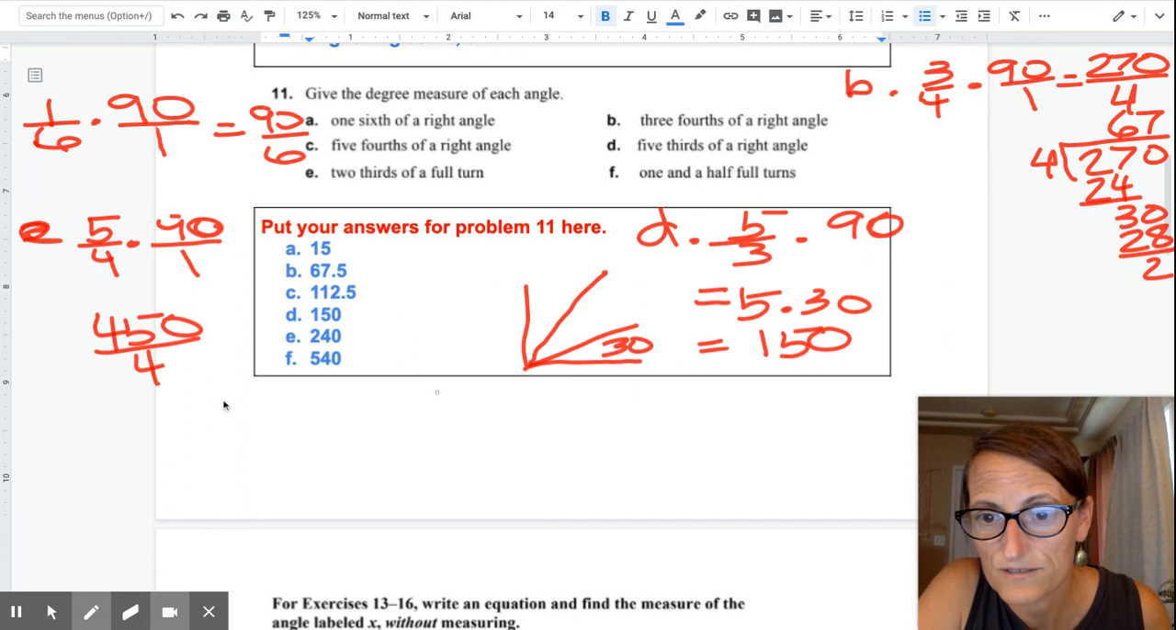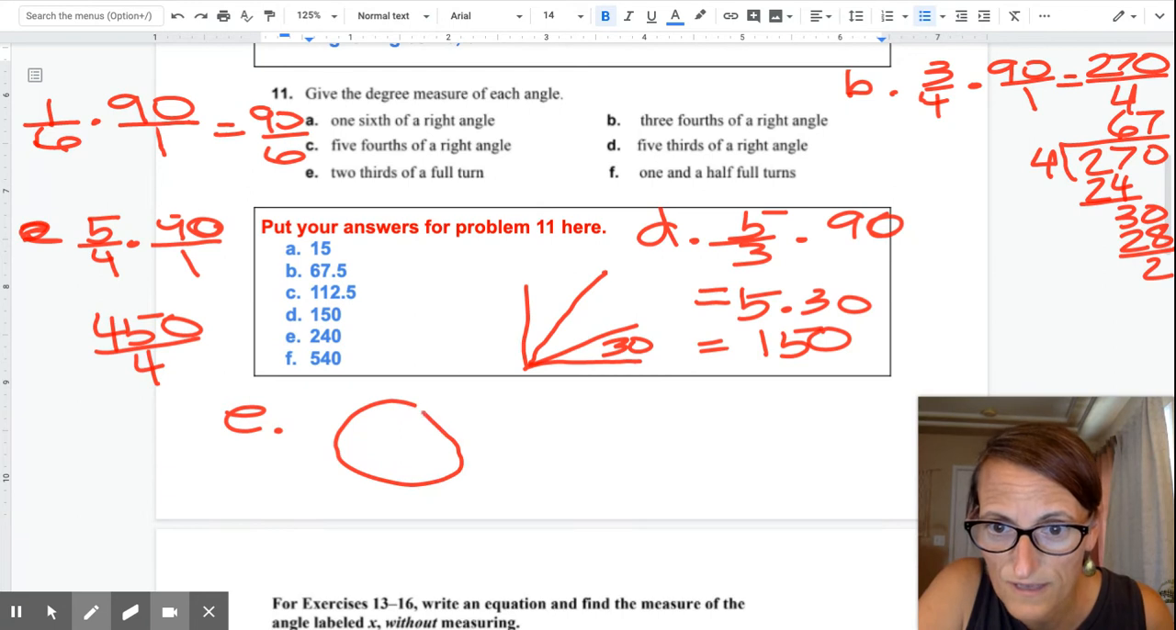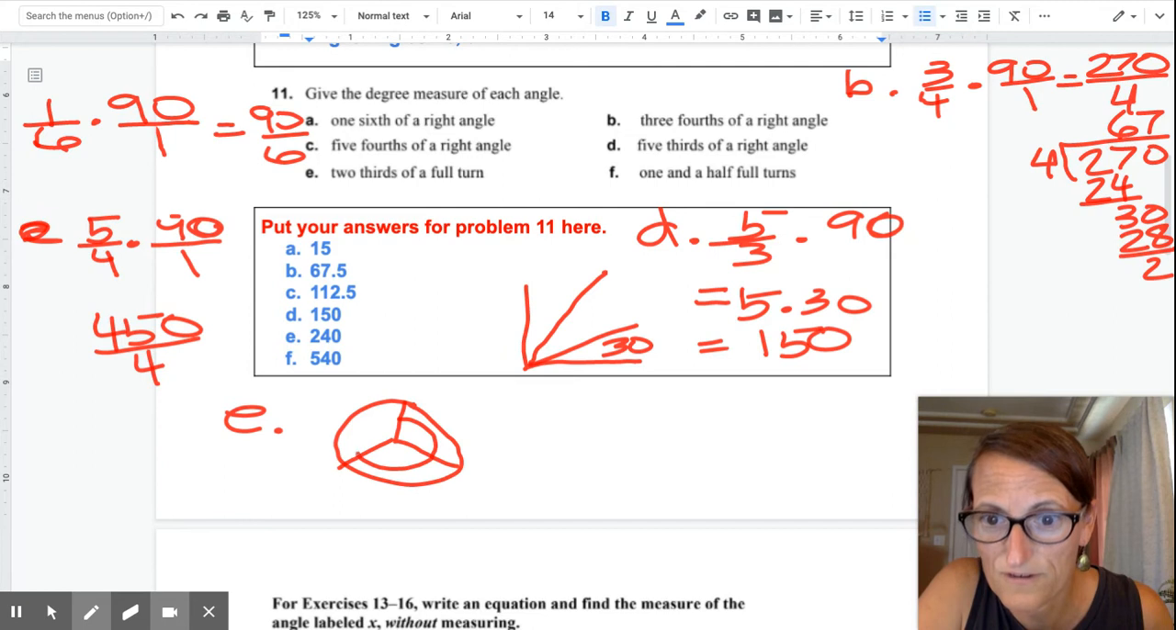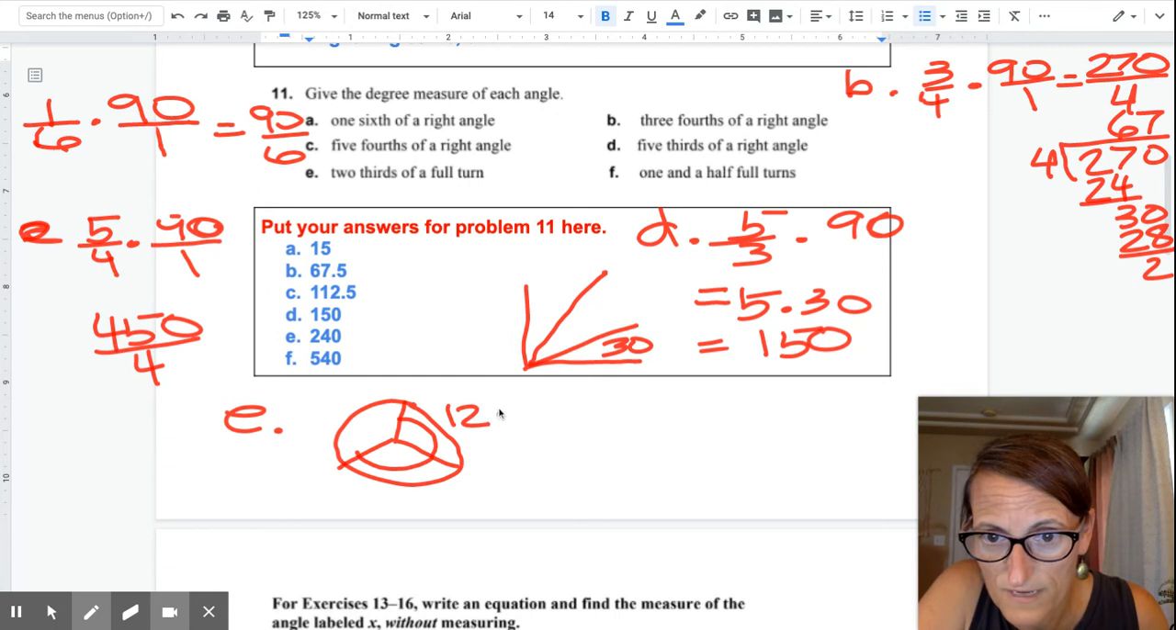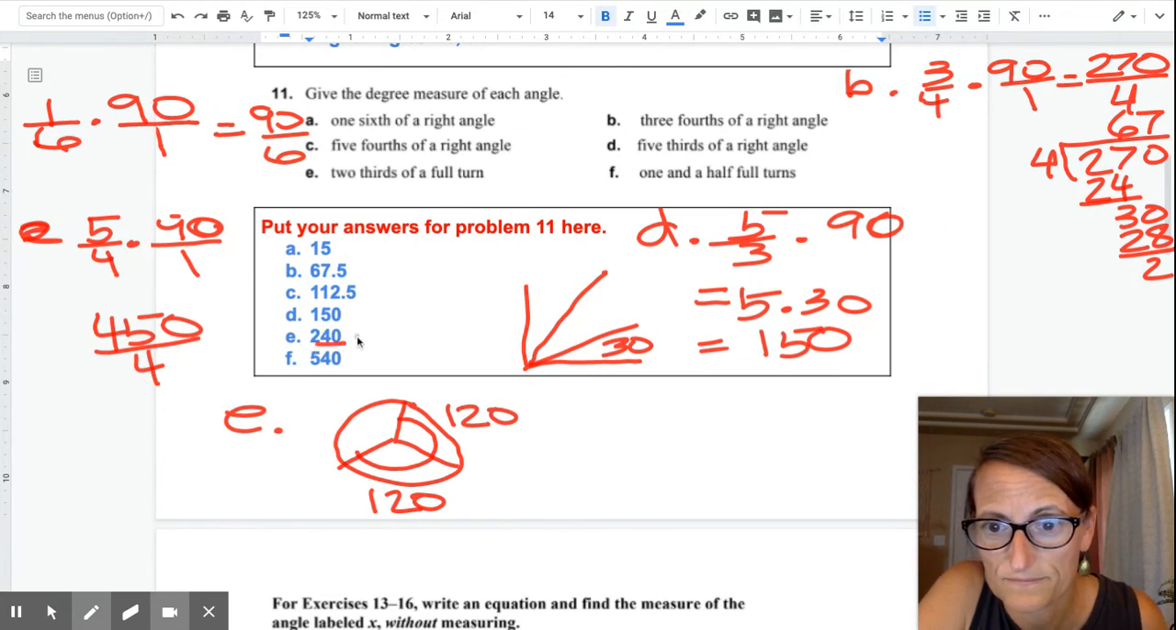For E, you're doing 2/3 of a full turn. So if you think of a circle as a full rotation, remember that's 360. If you think of it as 2/3, you're going 1/3 and then another third. Well, 1/3 of 360 is 120. So then another 120, that would give you 240. If I'm going too fast, you can always pause and rewind and listen to it again if it's not making sense. That's the beauty of a video.